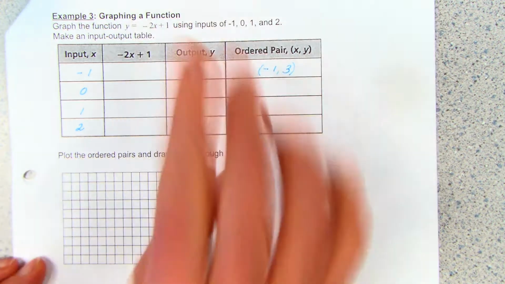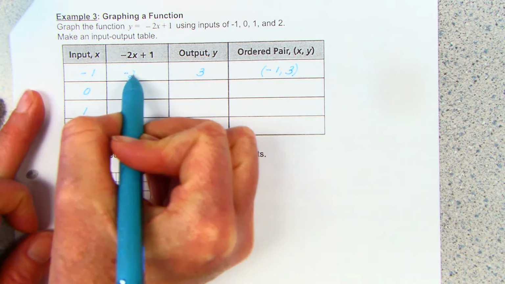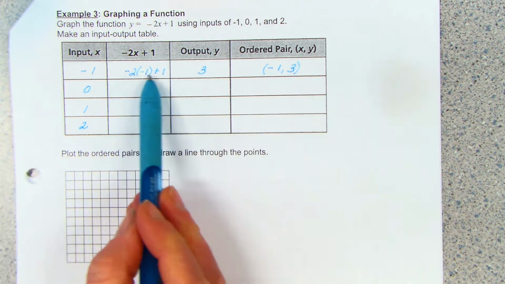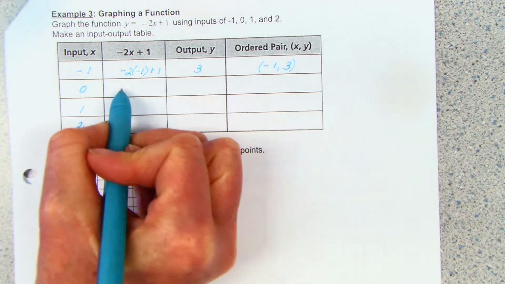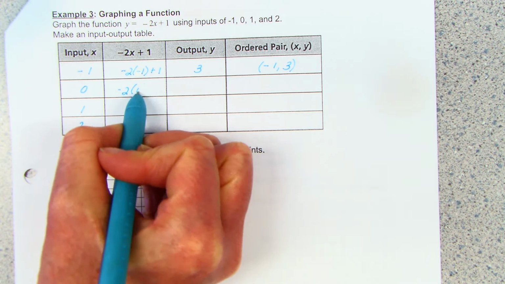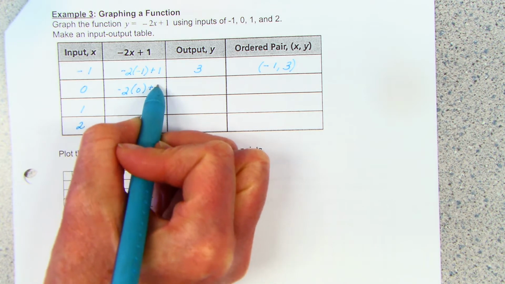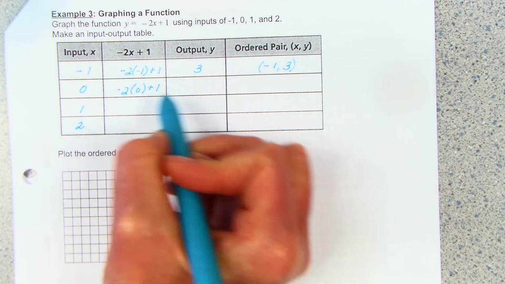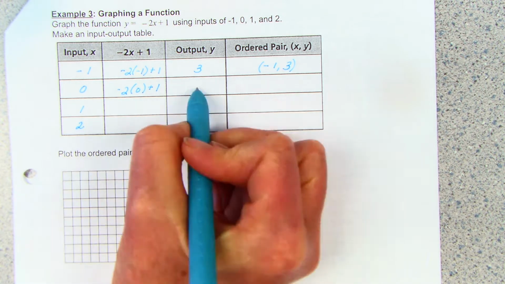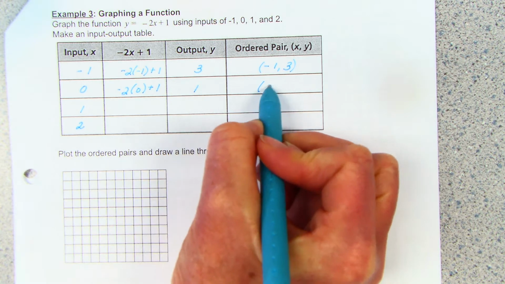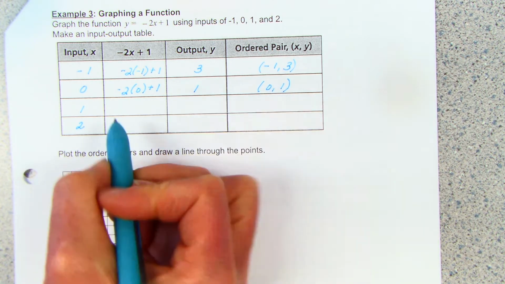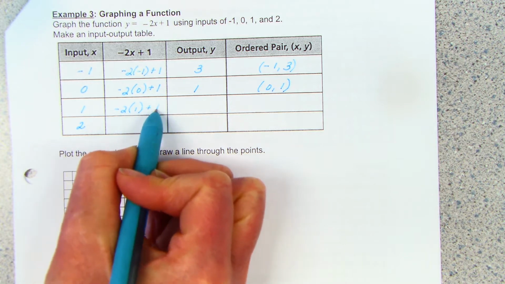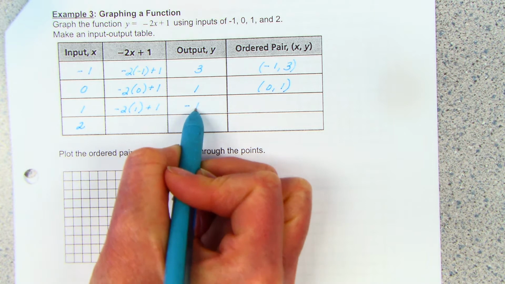This is just where you show your math. Okay, positive 2 plus 1 is 3. Okay, and then we'll do negative 2 times 0 plus 1. This is the y-intercept. So when x is equal to 0, then y is equal to 1. And then negative 2 times 1. Negative 2 plus 1 is negative 1.